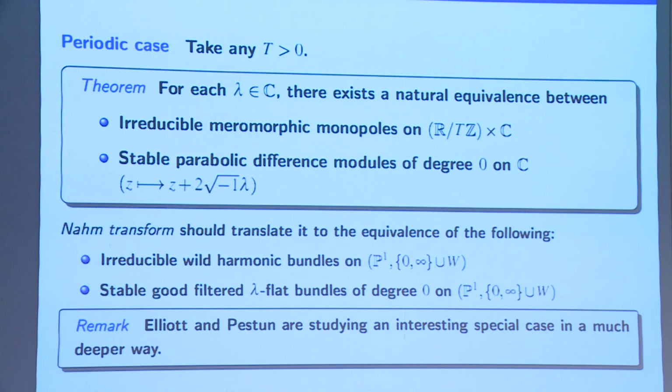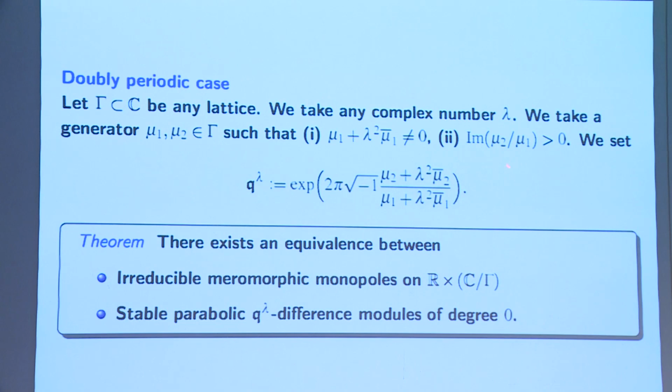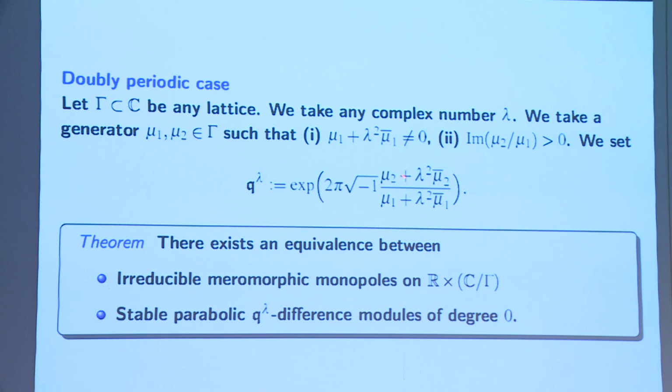And in the doubly periodic case, the statement is a little more complicated. So we take a lattice Gamma of C, and we take any complex number lambda. Then we take generators mu1 and mu2 of Gamma such that mu1 plus lambda squared mu1 bar is not zero, and the imaginary part of mu2 over mu1 is positive. The second condition is not essential, but the first condition is essential because we consider q lambda defined by this formula, the exponential of 2 pi root minus 1 times (mu2 plus lambda squared mu2 bar) divided by (mu1 plus lambda squared mu1 bar).